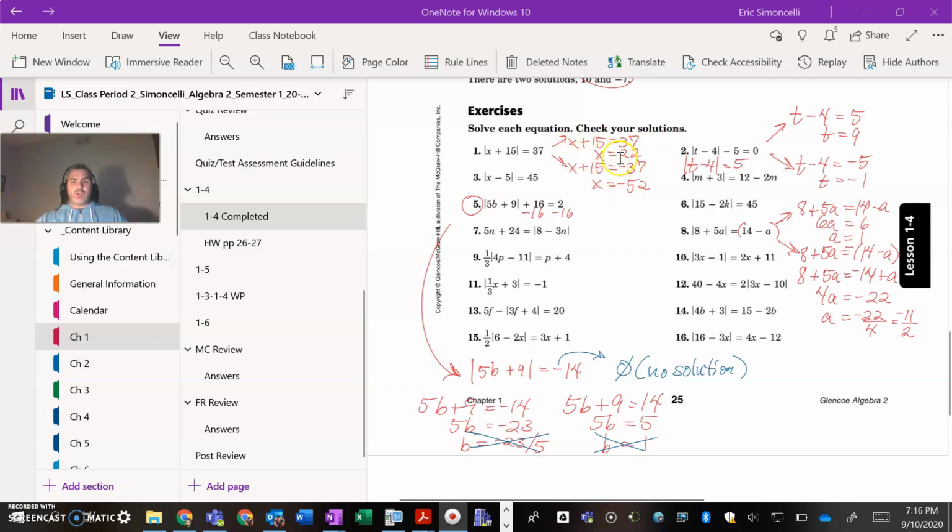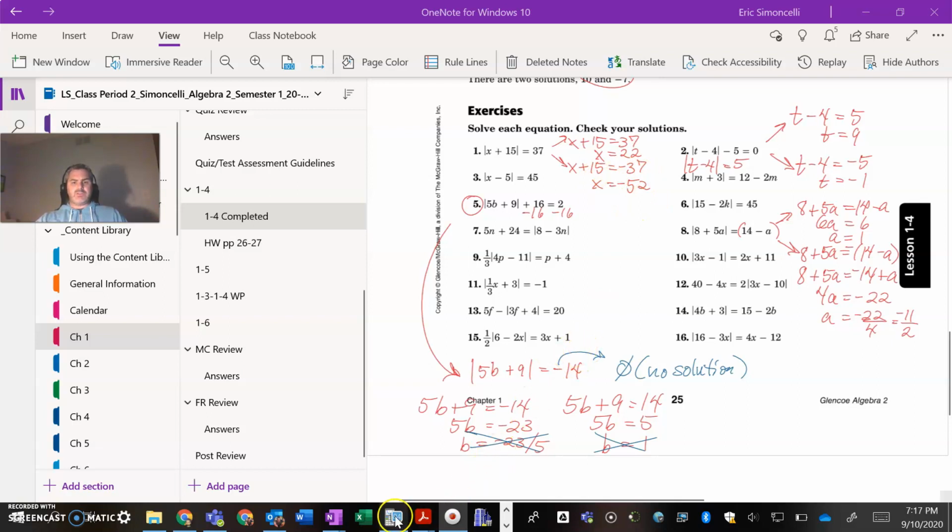So the first equation, x plus 15 equals positive 37. That's easy enough to solve. Subtract 15, x equals 22. The other equation, x plus 15 equals -37. Subtract 15. Notice the sign is negative as opposed to positive from the case 1 instance. Case 2, this is negative. If you subtract 15, you get -52.